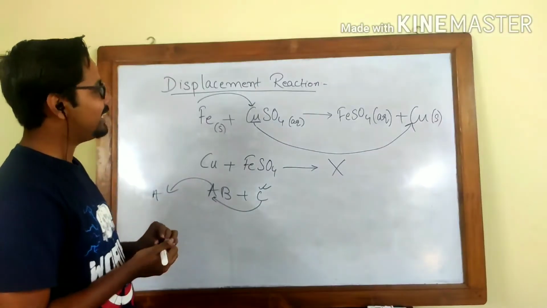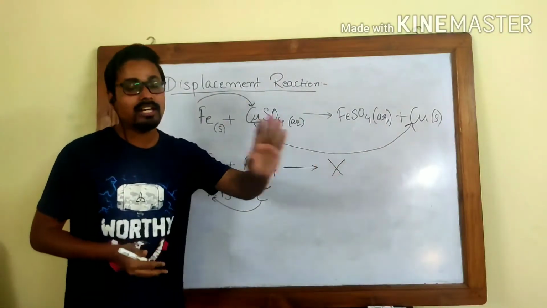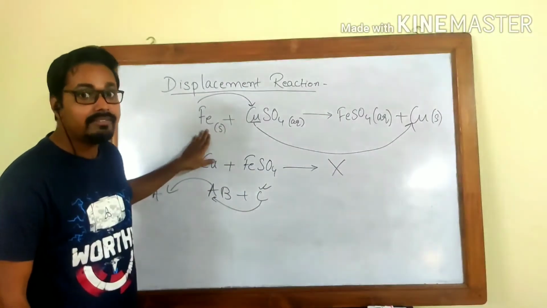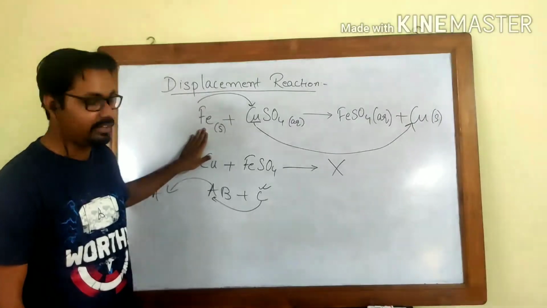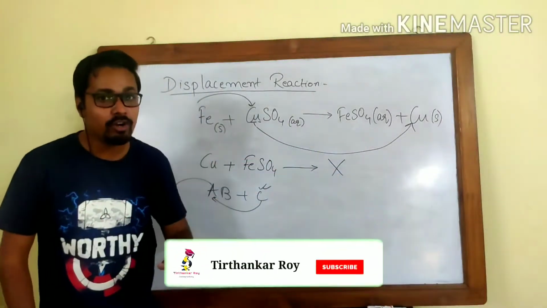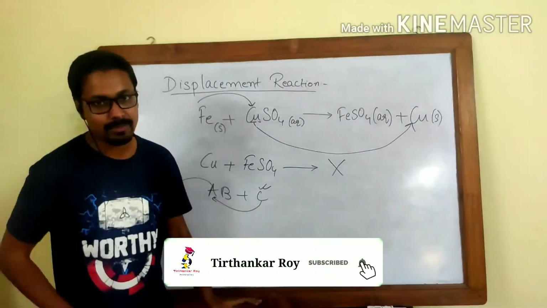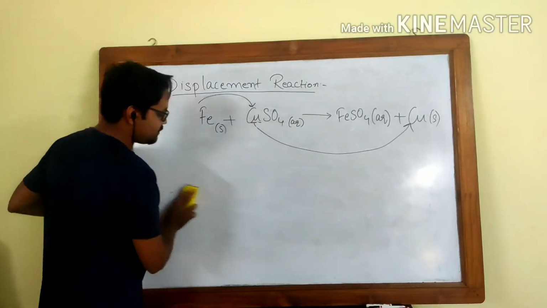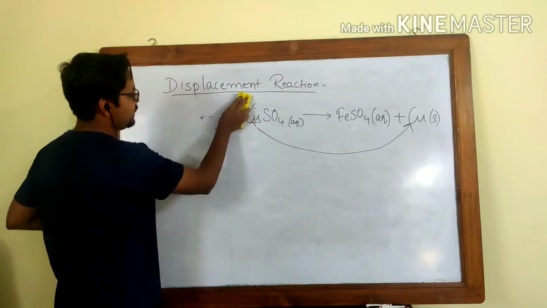So if you have any other reaction and you are asked what the product will be, first check whether this element is having higher reactivity. If it is having higher reactivity, then there will be displacement. If not, then there will be no displacement. Okay. Now let's move on to the next version of displacement, which is the double displacement reaction.